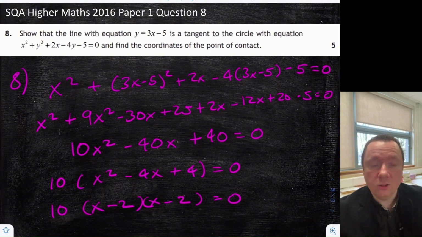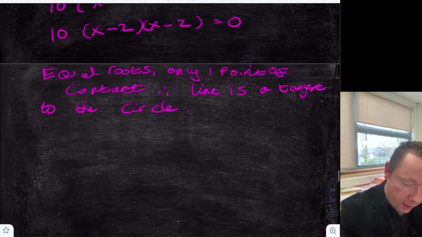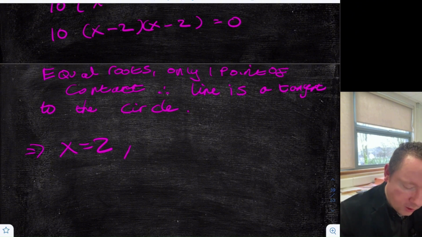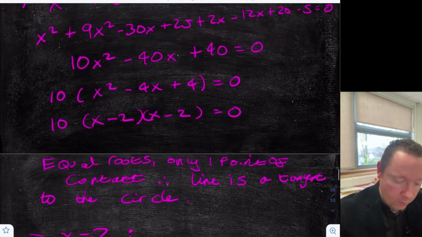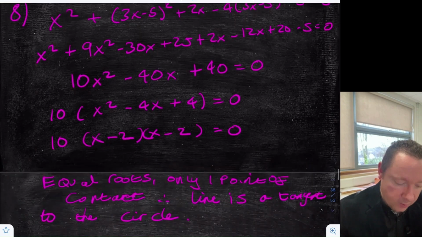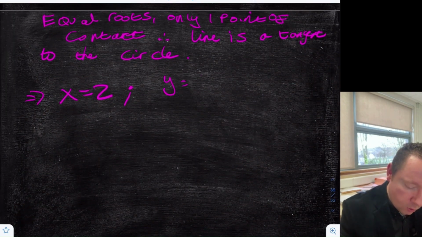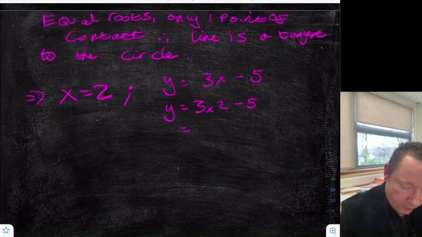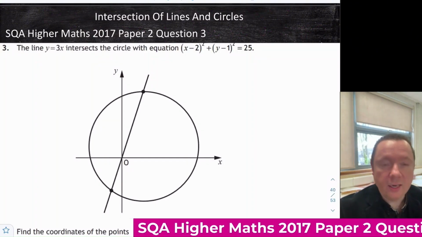Find the coordinates of the point of contact. Well, we've already got this equation equal to 0, so that implies that x = 2. And then subbing that back in to get our y, we might as well just use our original equation, y = 3x - 5. So we've got y = 3 times 2 - 5. 6 - 5 is 1, so we've got x = 2, y = 1. So our point of contact is (2, 1). And we're done there.